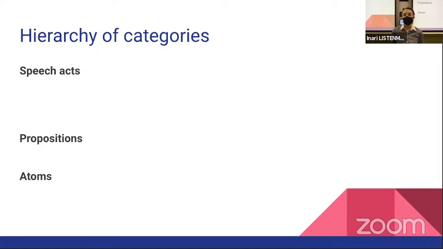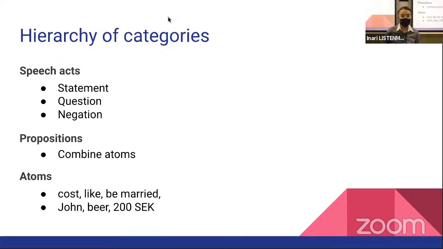And usually we divide things on sort of 3 layers, again, all within the abstract application grammar. So we would have atoms, these are the content words, like if you want to say that the beer costs 200 Swedish crowns, or John likes beer, or John is married. Well, first of all, you need to have all of the building blocks. Like you want to have John, you want to have the predicate to be married, you want to have currencies, you want to have drinks.